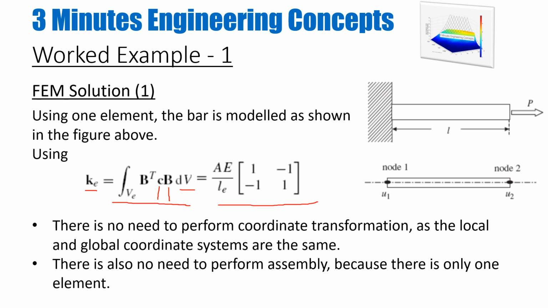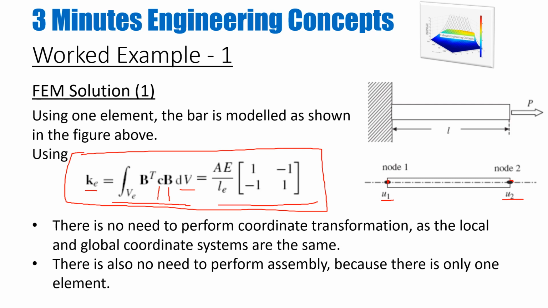And if you remember my elements, I only just choose that my bar has one element and it has two nodes, node 1 and node 2, which can have displacements of u1 and u2. And based on that, my element stiffness matrix from my previous video can be calculated using this simple relationship using linear shape functions. In this case, there is no need to perform coordinate transformation, as the local and global coordinates are the same, because we are assuming that my small x and the global coordinate system are the same, because we only have one element, so there is no point of doing that.